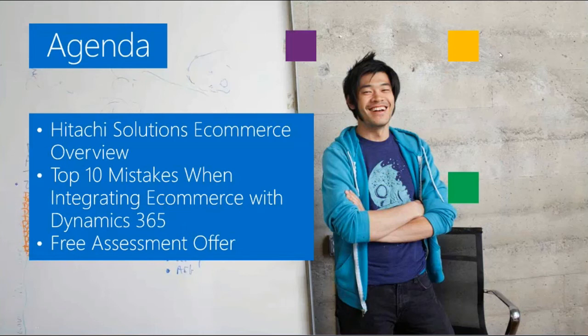Thanks, Jason. For today's session, I just wanted to throw up a quick agenda of what we'll be covering. We'll have a look at the Hitachi Solutions e-commerce overview, to give you an idea of the solution that we have to offer, and then we'll get into the top 10 mistakes we have seen with some of our customers that are using our solution integrated with the Dynamics family. So Dynamics 365, but it also applies to all of the other Dynamics solutions like GP, SL, NAV. And then we'll also talk about a free assessment offer that we have available.